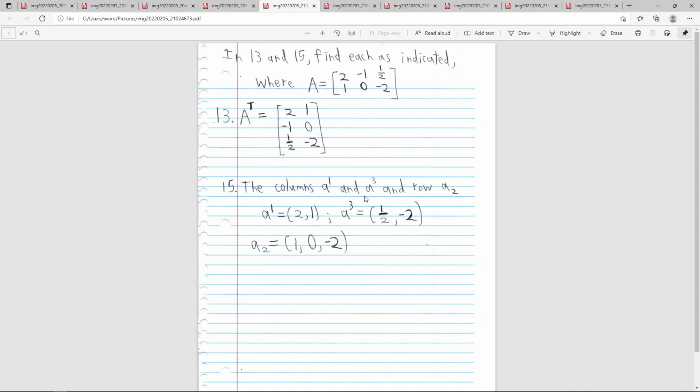The columns A1 and A3 and row A2 from this, so yeah, that's just stating it. So column 1 is 2, 1. Column 3 is 1 half, negative 2. And then row A2 is just the second row, so it's 1, 0, negative 2. That's just showing that you can label rows and columns like that. So columns are with the number above, rows with a subscript.